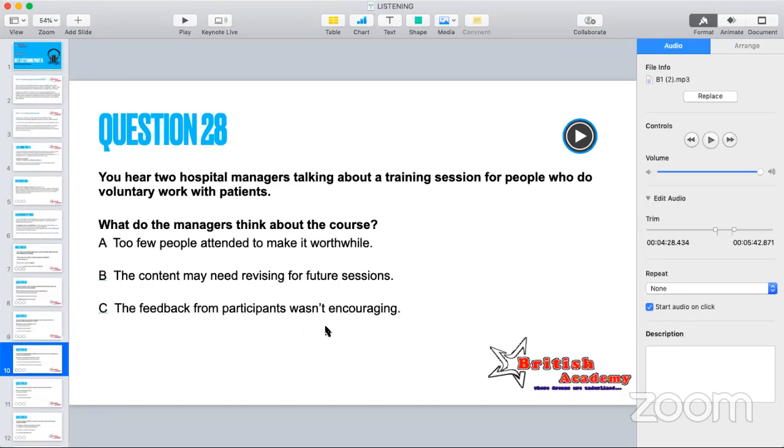They were talking about the feedback, but the other manager did not speak anything about feedback. She did not give a reply about that. Rather, she moved on to another topic. That's why this is an option. C option is the option which we can eliminate. It doesn't have any relevance. Hence, the correct option is B. So you got the correct answer. The content may need revising for future options.